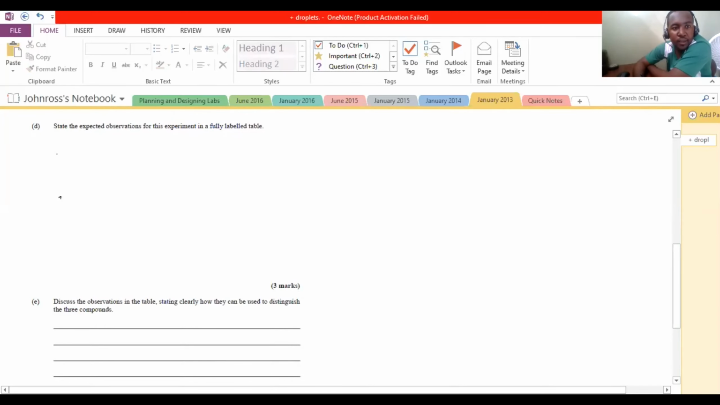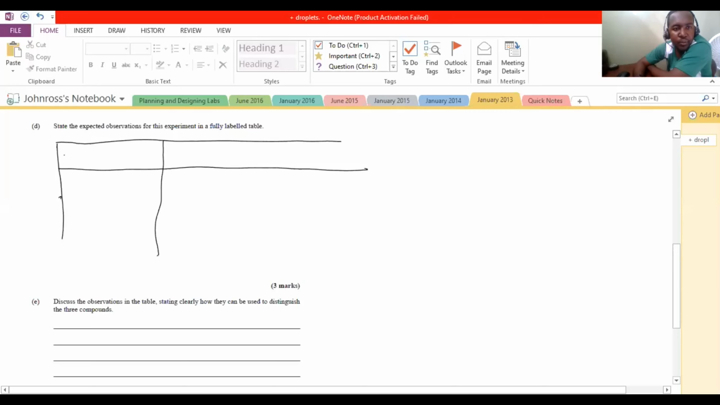All right, so a table to show what we would expect is that we have our first column here, which would be our samples. Remember, we labeled them A, B, and C. And then we have our first test, which was to heat. So observation. This column will be observations.